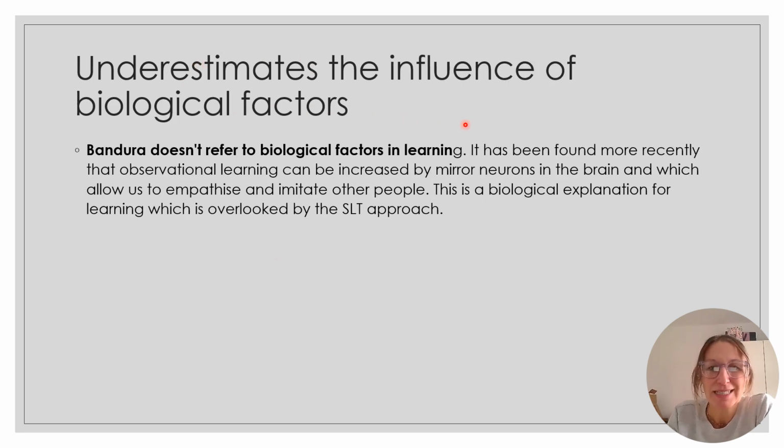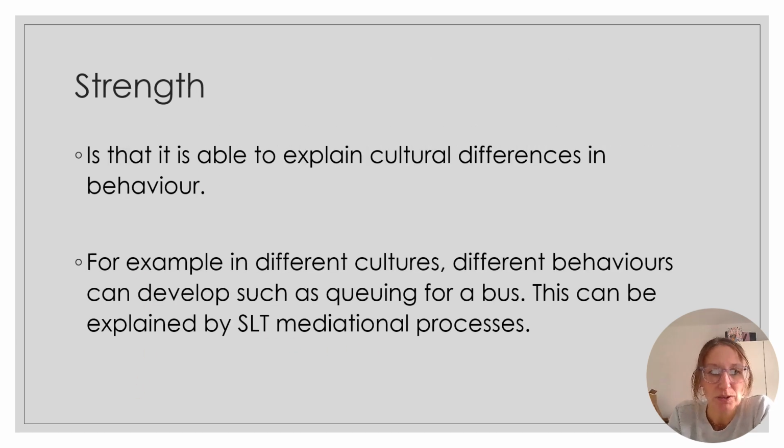So it also underestimates the influence of biological factors. Bandura doesn't refer to biological factors in learning. It's been found more recently that observational learning can be increased by mirror neurons in the brain, which allow us to empathise and imitate other people. There is a biological explanation for learning which is overlooked by the SLT approach. So again, that's because when Bandura was working, we didn't know about mirror neurons, but essentially when you observe somebody else learning something, you get those connections in your brain as well. So I guess in a way, social learning theory was kind of the first explanation of that, but it wasn't scientific and biologically referenced at all.